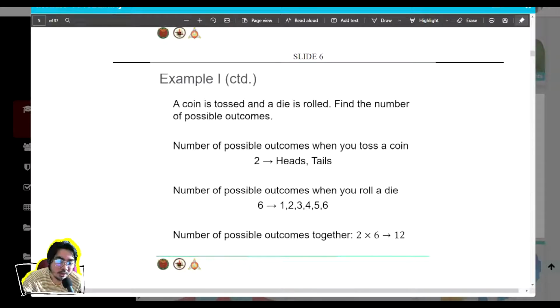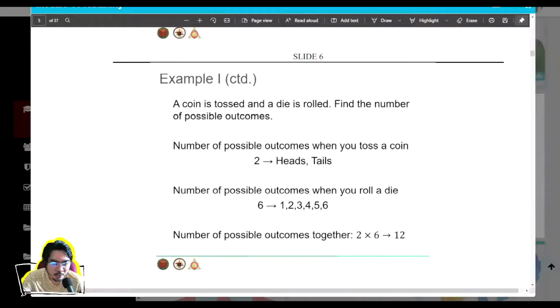So the first operation is a coin being tossed. The second operation is the die being rolled. Okay? Sa first operation natin is yung heads or tails. Tama? Kasi it's a coin toss. So there are two possible outcomes. While the number of possible outcomes when you roll a die is 6, kasi may 6 sides tayo sa die. So if you do the multiplication rule, then the number of possible outcomes for these two operations done together is 2 times 6, which is equal to 12. Okay, so there are 12 possible ways.